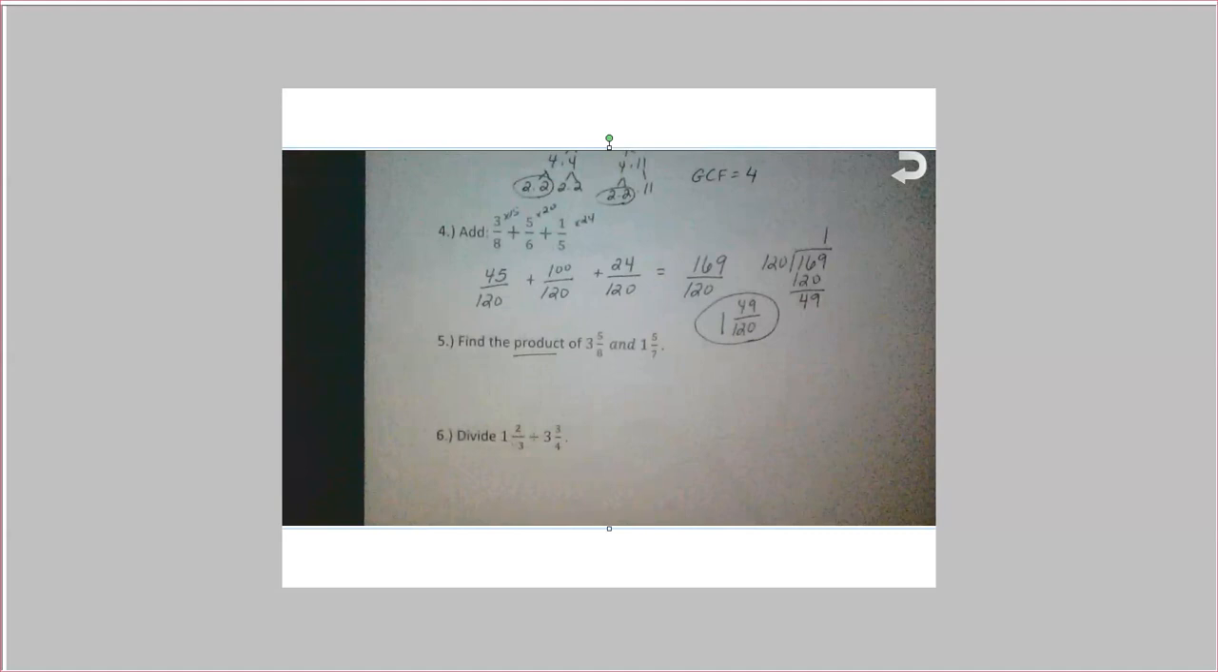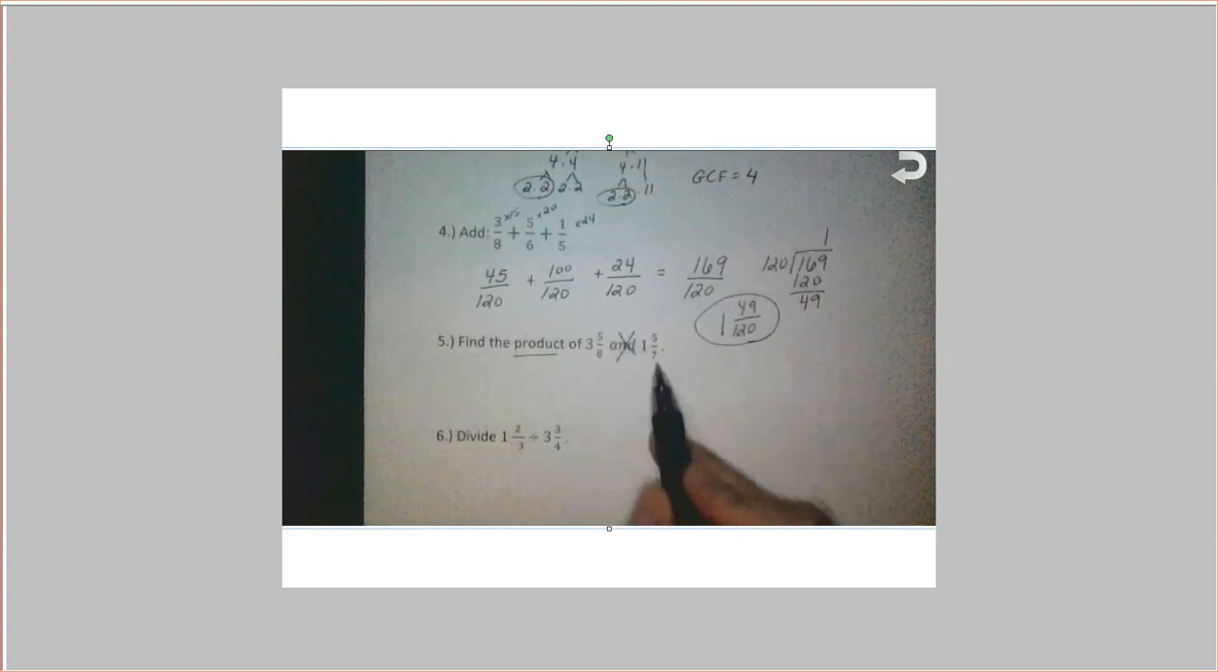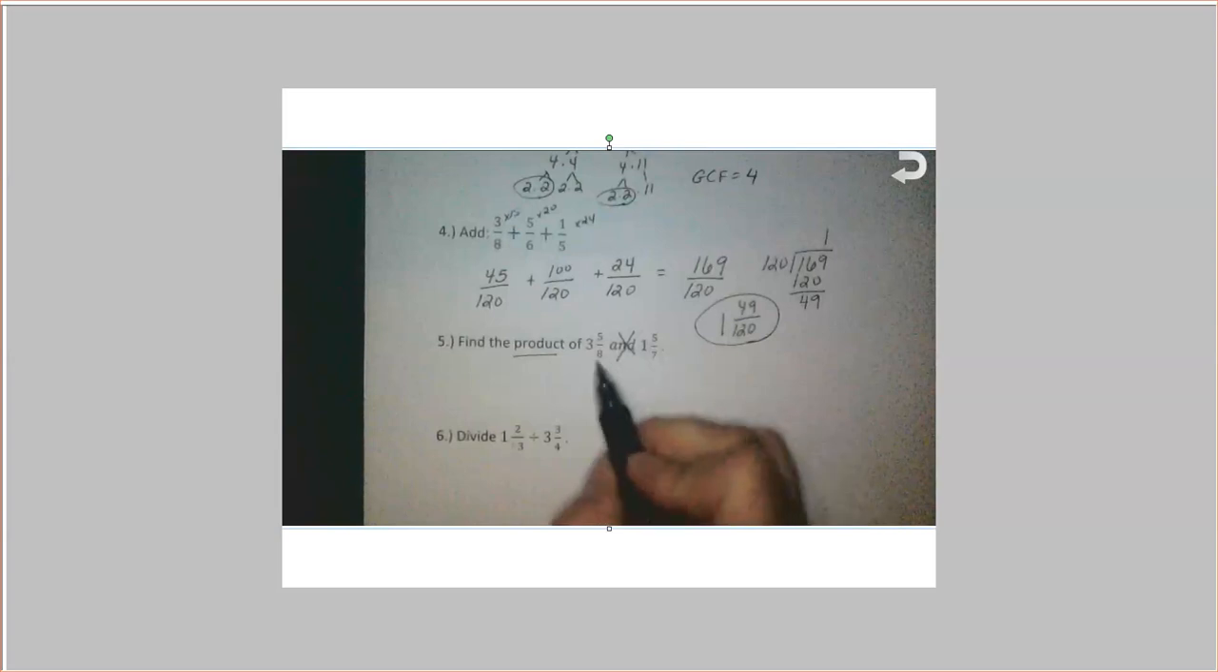Sum is the answer to an addition problem. Difference is the answer to a subtraction problem. Product means to multiply, and quotient involves division. So know those words. This problem is asking me to multiply these mixed numbers. And in order to multiply, we do not have to have a common denominator, but we must turn any mixed numbers into improper fractions. So I'll do that by multiplying 8 times 3, that's 24, and then add the numerator.